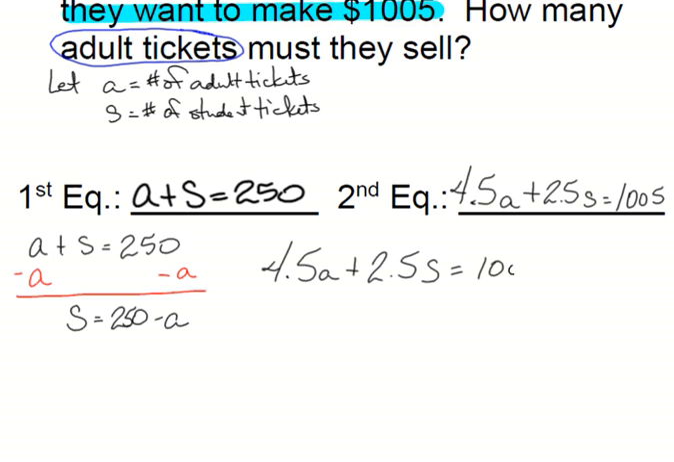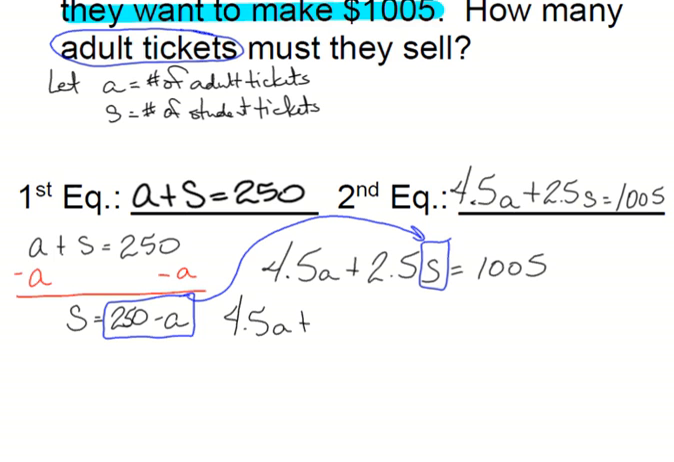And I'll take my second equation, the 4.5A plus 2.5S is equal to 1,005. And I'm going to substitute 250 minus A in for this S. So replacing, I have 4.5A plus 2 times, and instead of S, we're going to put 250 minus A. And that has to all equal 1,005.